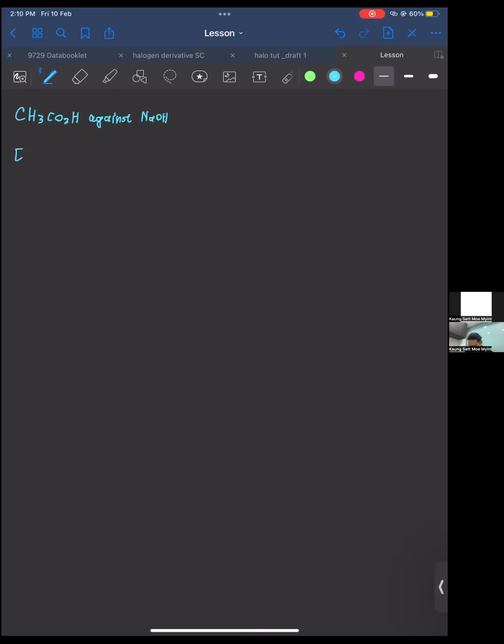First, they are going to tell us about the concentrations. So the concentration of the acid is, let's say, 0.1, okay, 0.1 moles per dm3. The base is also the same. And the volume of the ethanoic acid is given. Okay, it's given to us as 25 cm3. Okay, so this is the information given.